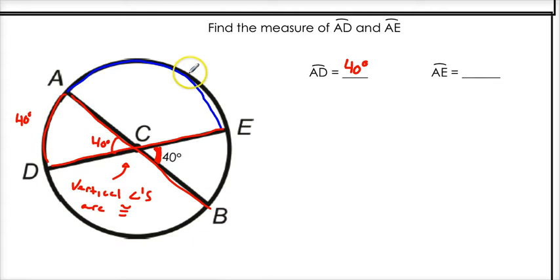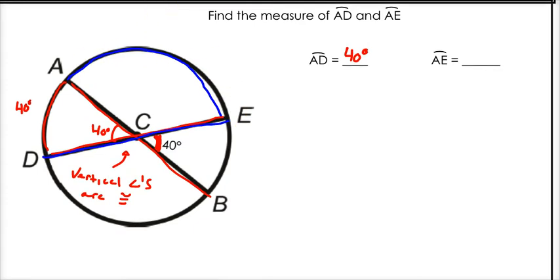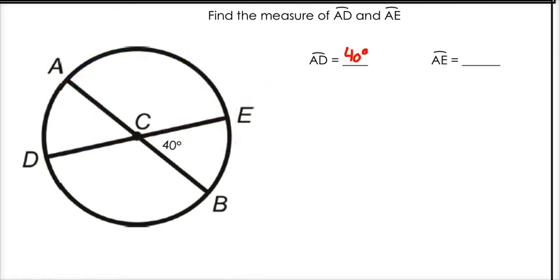Now, here's where we start getting a little trickier. We want to find AE now. To find AE, I want to show you something. I'm just going to have to erase this real quick. If this is 40 degrees, and we also know this is 40 degrees, but I want to find this arc right here, we're going to have to do exactly what we did in the last part. Hold on, I'm redrawing it.